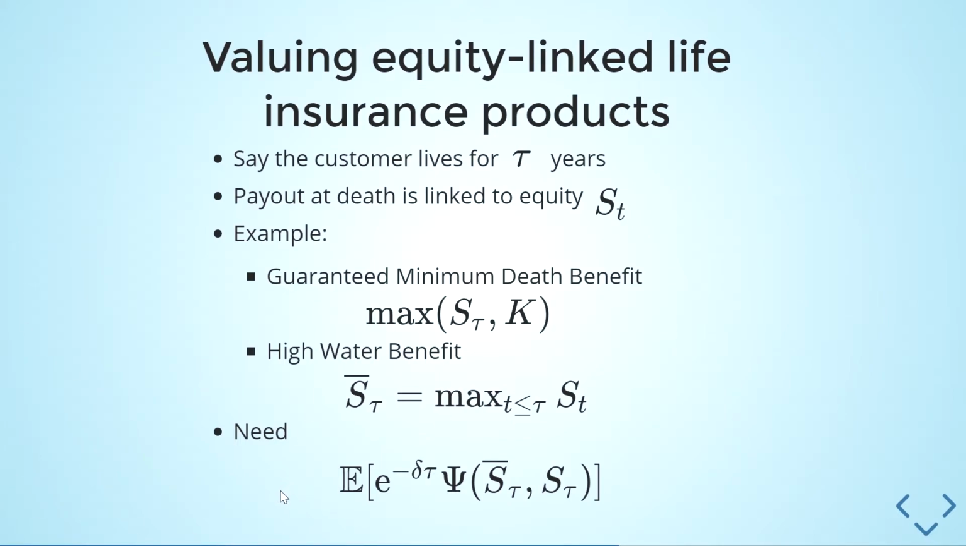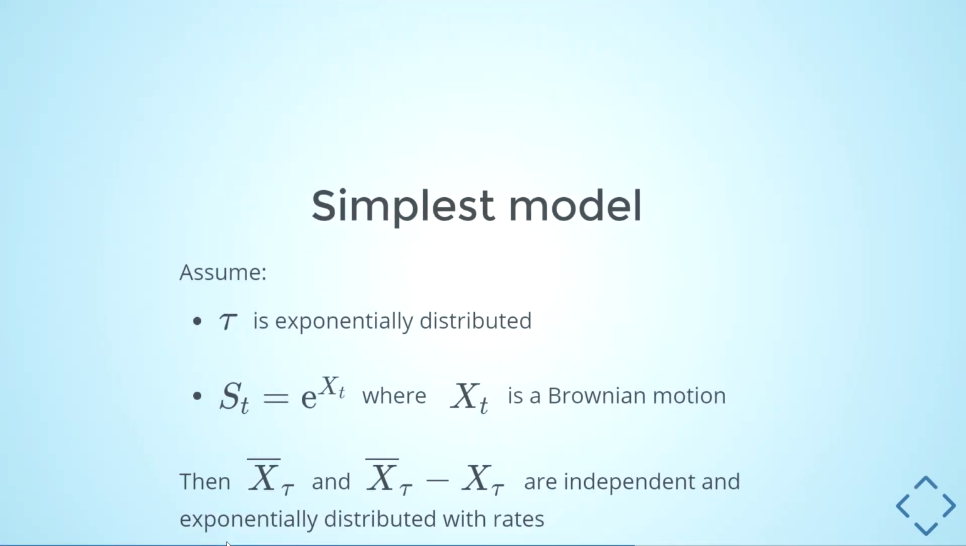Or the high water benefit is a more fun problem, which looks at the time of death. It goes back through the history of the equity, and considers from the time that the contract was signed to the time of death what was the maximum value of that asset, and then your payout is either that or some function related to that. The insurer needs to price this, so they want to get the payout, which we're assuming is some function of the running maximum of the stock and the final stock value at the random termination time, discounted back to present value.